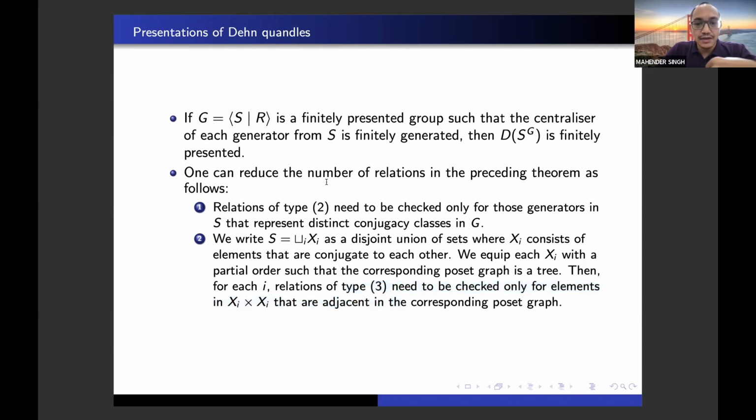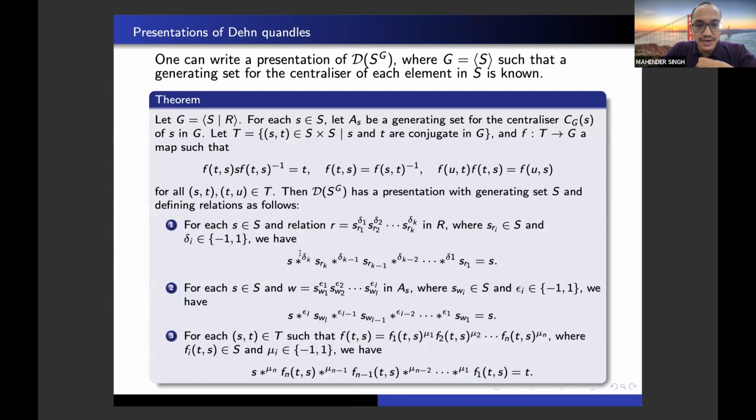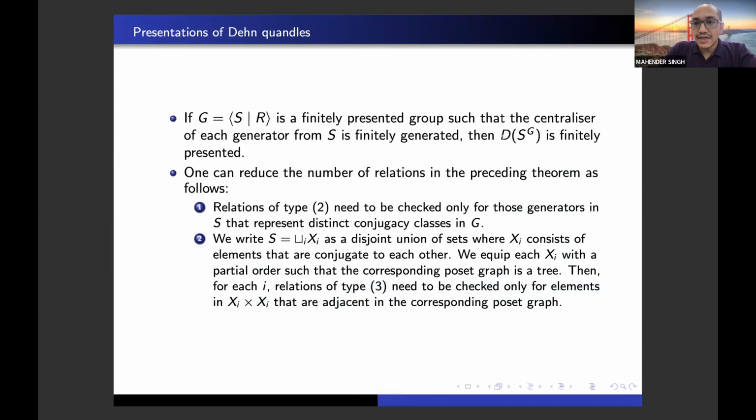And obviously, the way we have given this presentation, it follows that if the group is finitely presented and the centralizer of each generator from the generating set is also finitely generated, then the Dehn quandle is finitely presented.